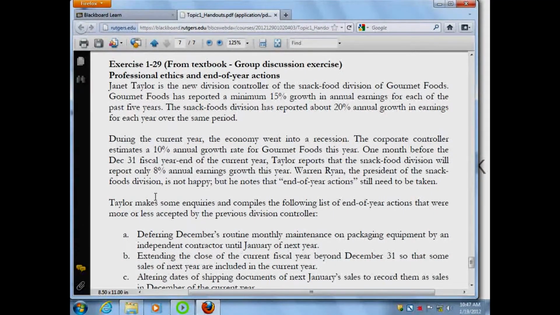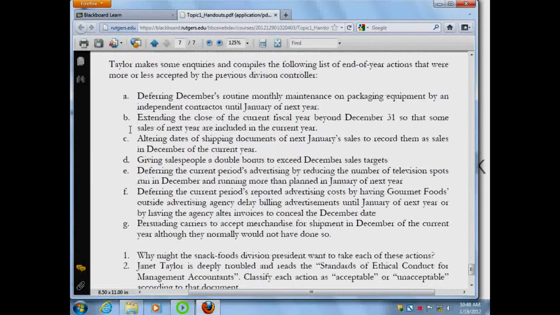Why do you think the end-of-year actions is in quotes? It will sort of become obvious as you go through. It's in quotes because it's a euphemism for something else. It's a euphemistic term. So it needs to be taken. Taylor makes some enquiries and compiles the following list of end-of-year actions that were more or less accepted by the previous controller. So there's 7 or 8 actions there.